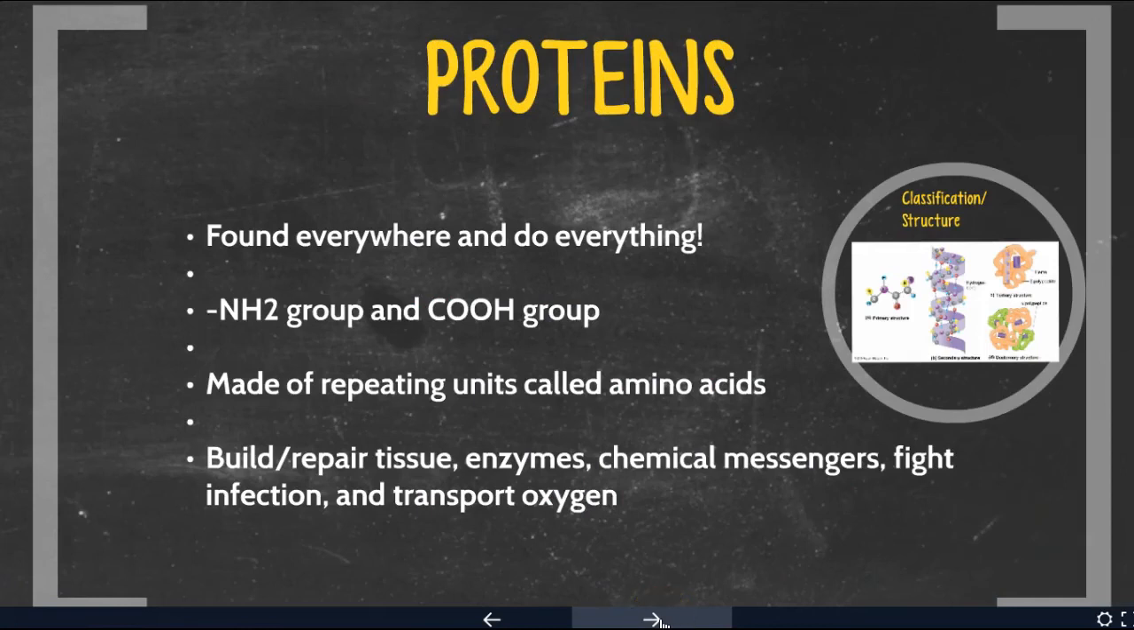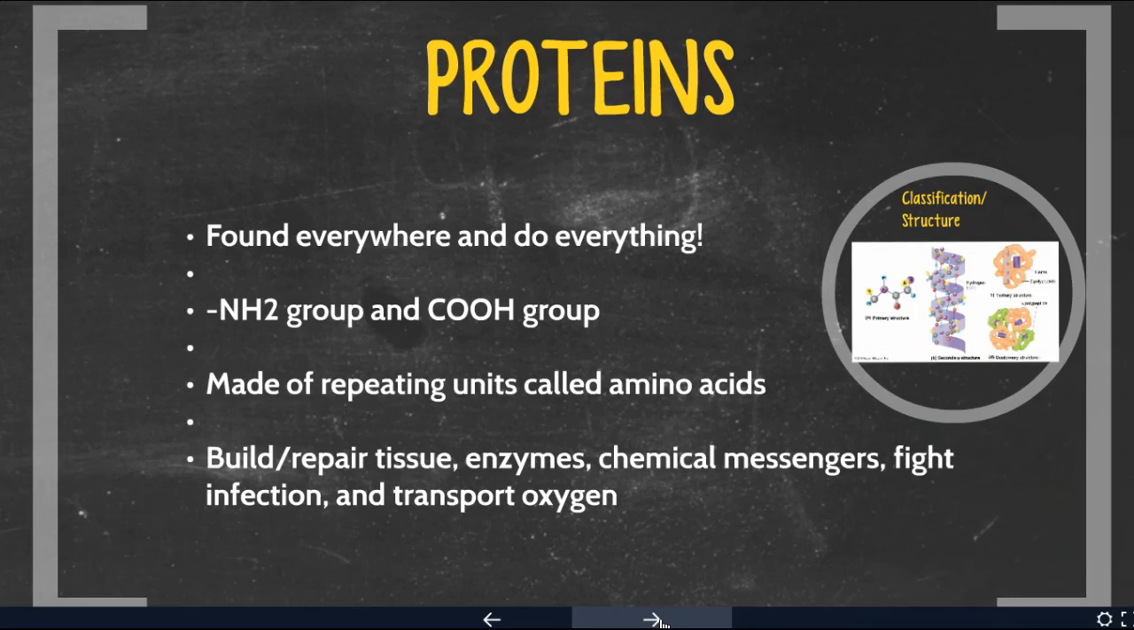And finally, proteins. Proteins are super important. All four of these ingredients you need for life, but proteins are really important because essentially every single thing in your body structurally is made of proteins, and everything that living things do is functionally done through proteins. So they're found everywhere and they do everything. Some examples of chemicals that make up proteins include having an amine group on the end, which is a nitrogen and two hydrogens, and they also have the carboxyl group on the end, the carbon with the two oxygens and hydrogens.